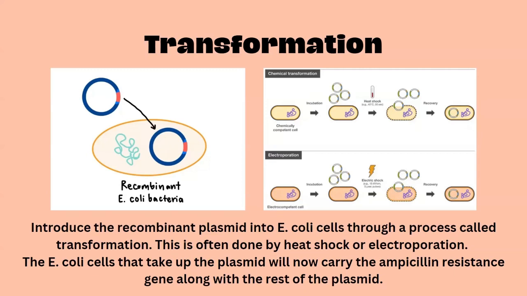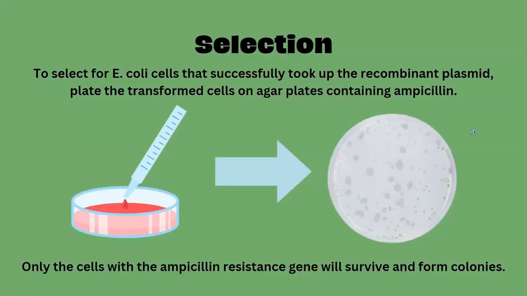The E. coli cells that take up the plasmid will now carry the ampicillin resistance gene along with the rest of the plasmid. They were inoculated in 10 ml of trypticase soy broth and grown at 37 Celsius for 18 hours. For evaluation of antimicrobial susceptibility by the disk diffusion method, Mueller-Hinton agar was used, with E. coli ATCC 25922 as the quality control strain, which is the step of selection.